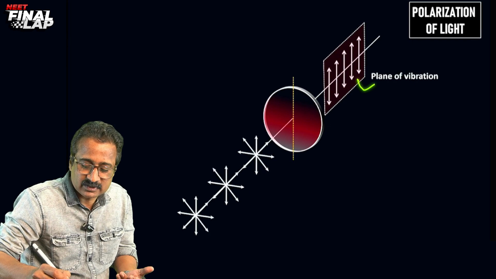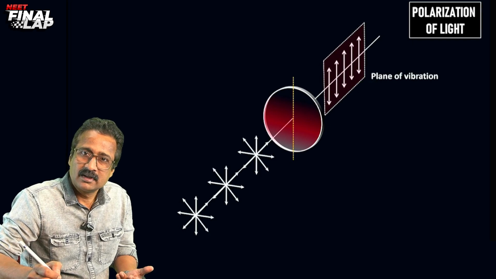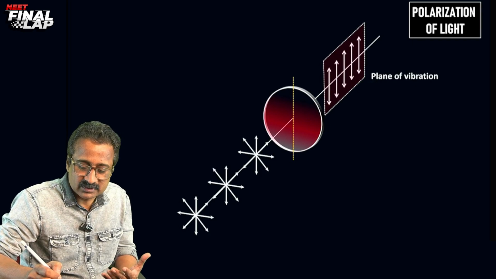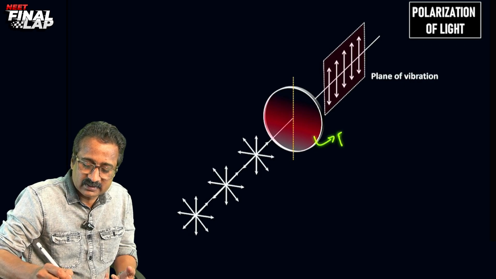Actually, that plane is called plane of vibration. Now you can think about the material now. This polaroid that you see, this in fact is the polaroid or polarizer.